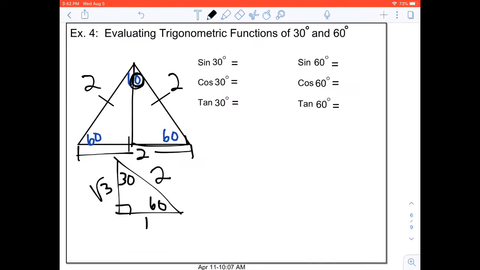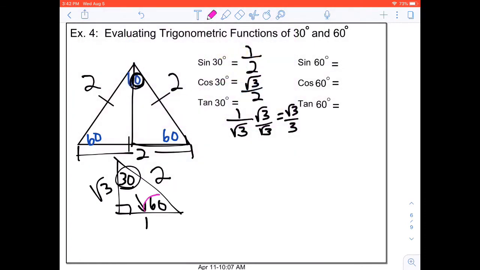All right, so when you want to find the sine of 30, here's 30. I need to go opposite of 30, which is 1, over the hypotenuse, which is 2. The cosine of 30 would be the adjacent side of root 3 over 2. And your tangent of 30 is going to be 1 over root 3, which after you rationalize gives me root 3 over 3.